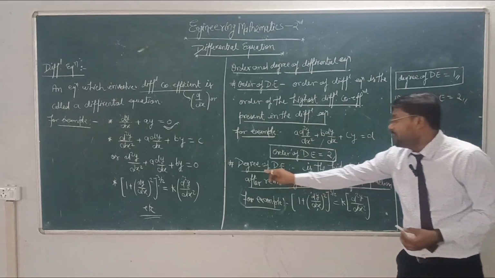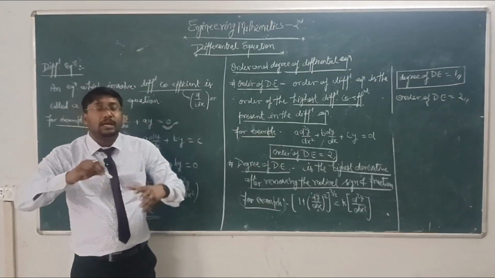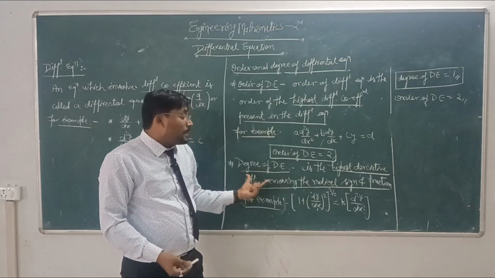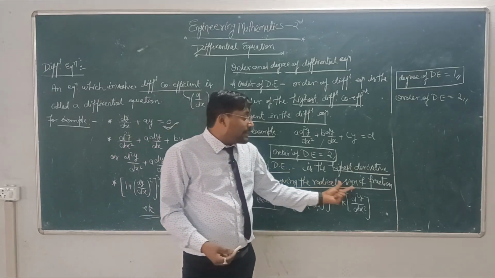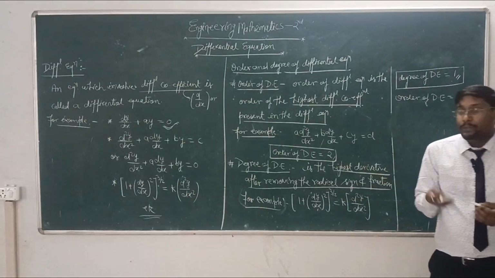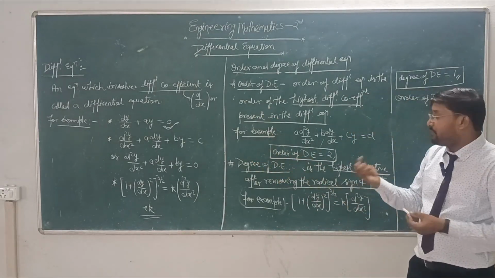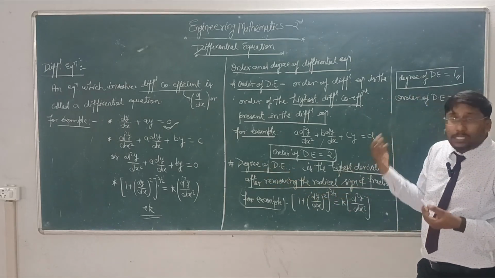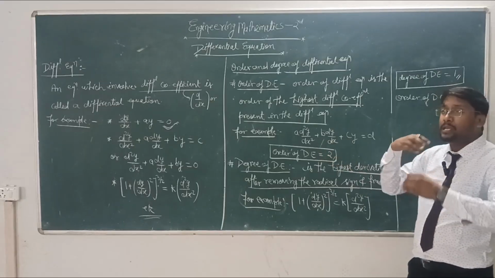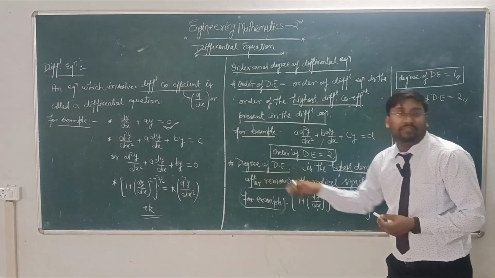Now second is the degree of a differential equation. The degree of a differential equation is found from the highest derivative of the differential coefficient after removing the radical sign and fraction. Once we have found the order of the differential equation, we then find the degree, checking the degree of the same differential coefficient whose order we checked first.